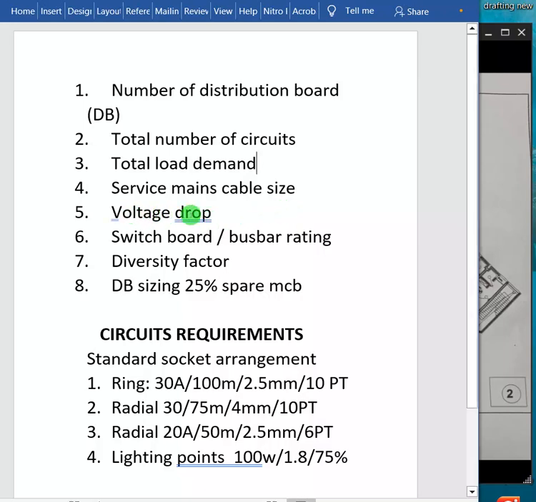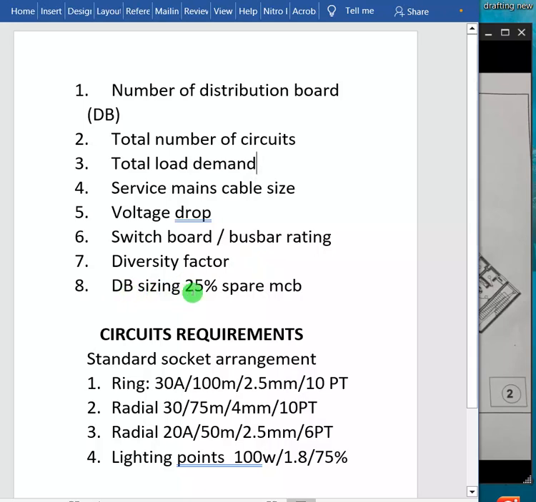We're going to also consider the voltage drop from the point of service intake to each of the distribution boards. Because the service cable from the busbar chamber position to each of the DBs is going to be more than 100 meters, we're going to consider our voltage drop. So our switchboard or busbar rating, we're going to consider that as well. And we're going to also discuss diversity factor. We're going to apply diversity factor in our calculation.